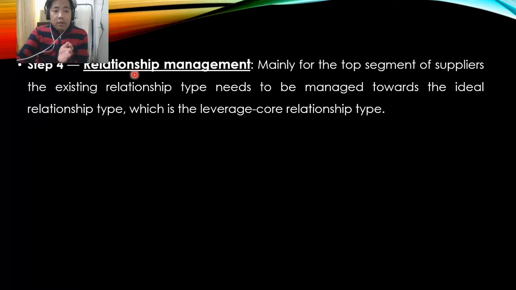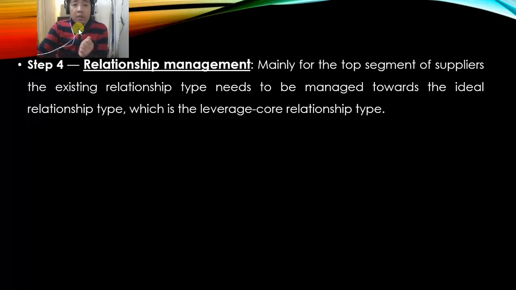And then after that, step 4 is the relationship management. Mainly for the top segment of suppliers, the existing relationship type needs to be managed towards the ideal relationship type, which is the leverage core relationship type. Relationship management is how you manage with them, how you will know that this vendor that you have selected will stick to you in the long term until you finish your contract.